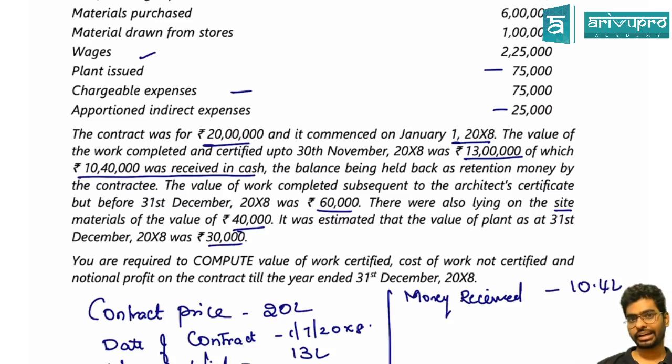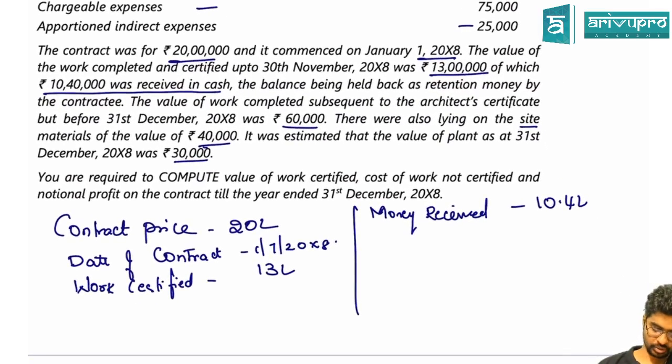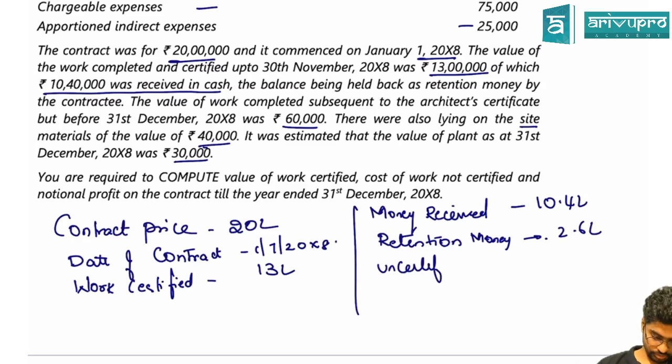Guys, in the exam you have to write either in lakhs or you have to write everything in zeros. Don't write what I am doing because I am short of space right now. That's why I am writing like that. What is the retention money? 2.6 lakhs. What is the uncertified value? 60,000, right?